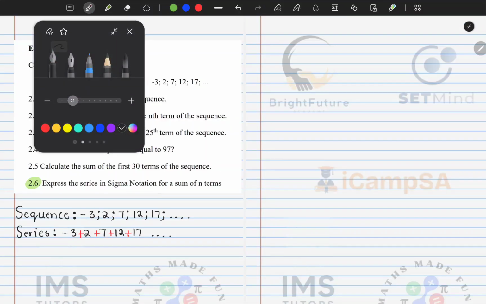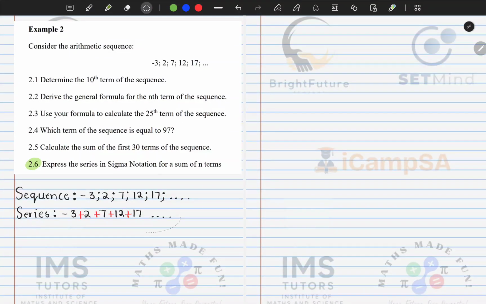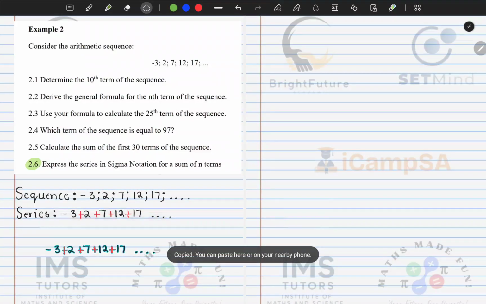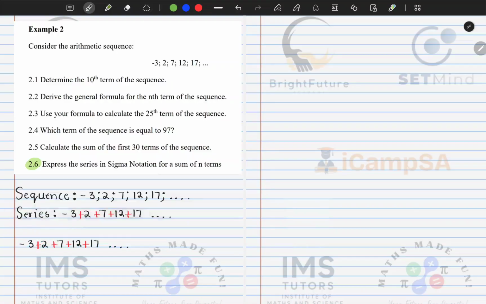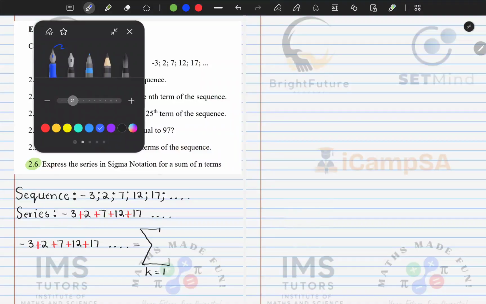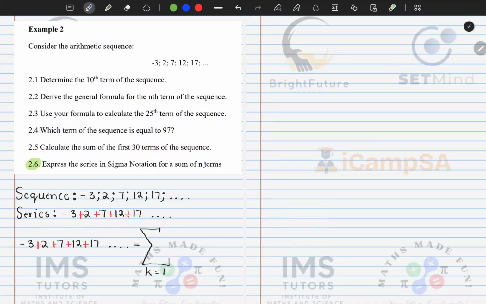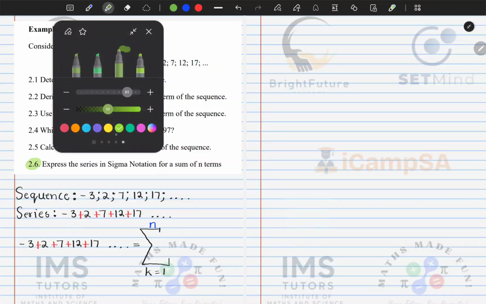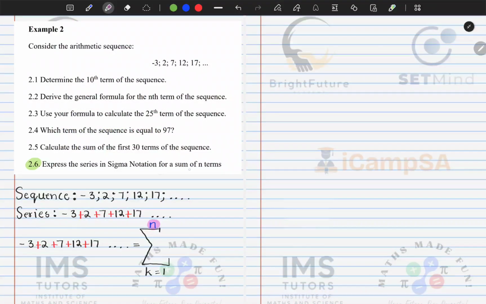So now the question becomes, how do we express the series in sigma notation? And this we have covered previously. What you need is to put in your sigma sign, which is like this. And we'll always have k is 1. Then they say we should express this in sigma notation as the sum of n terms, so at the top, I'm going to have n. Why do I have n? It is because they said the sum of n terms.